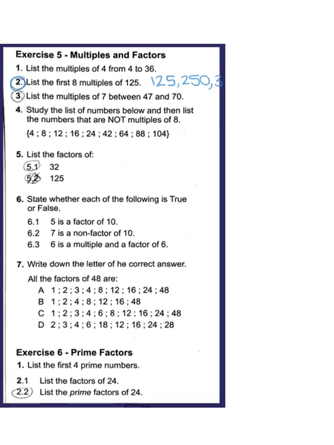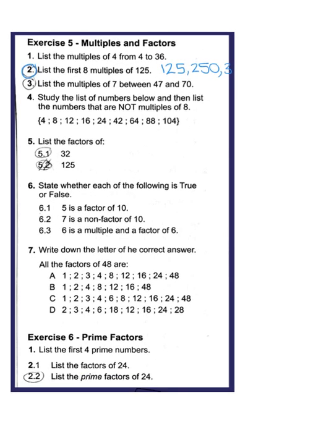Let me just see if I make this a little smaller. 375, 500, 625. I'm going to go on underneath: 750, 875, and then 1000. And that's your 8 multiples. 1, 2, 3, 4, 5, 6, 7, 8.